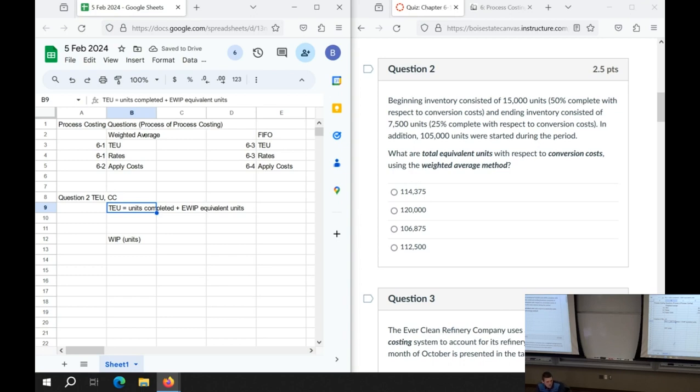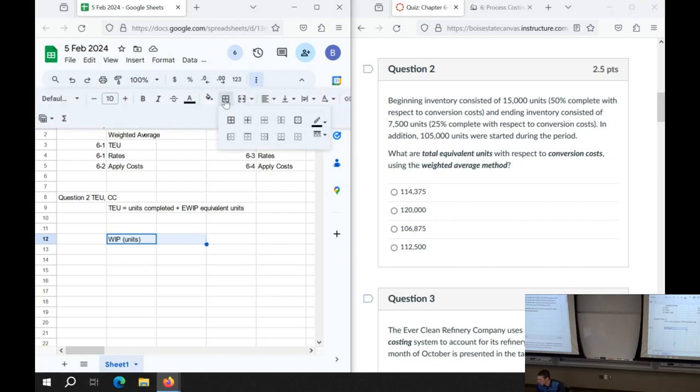So we start with a problem, which is our TEU equation. Does that problem give us units completed? No, it doesn't. I see beginning WIP units. I see units started. I see ending WIP units. So let's go ahead and build. I'll just do this the one time, make it fancy, and then after that, I'll be less fancy. Build ourselves a little T account.